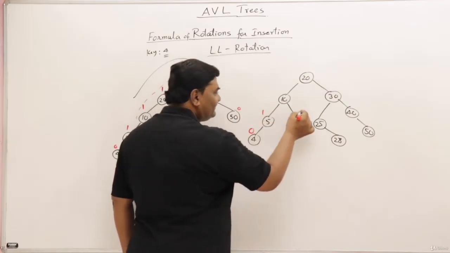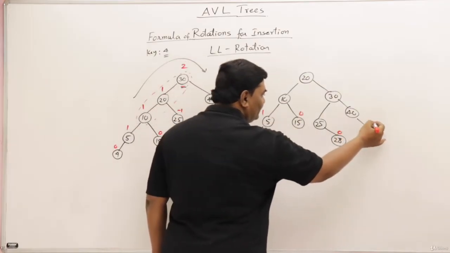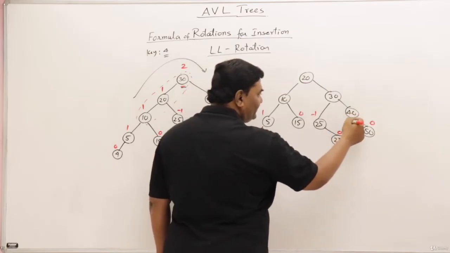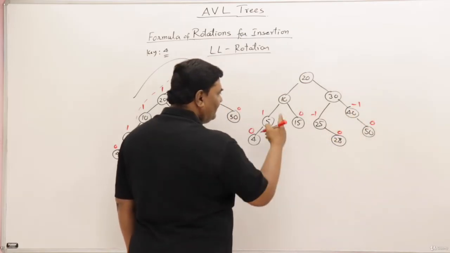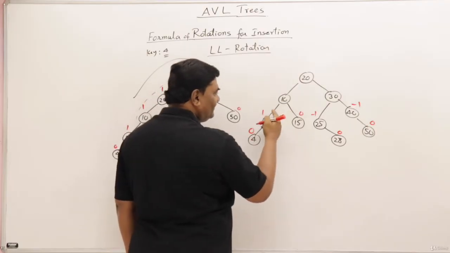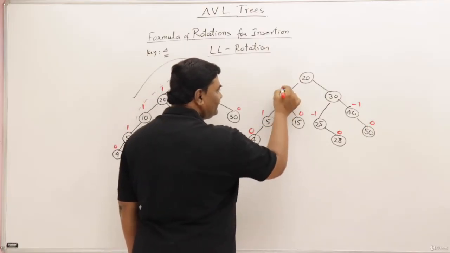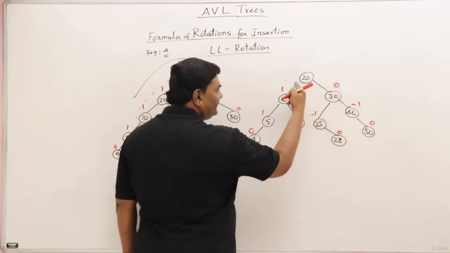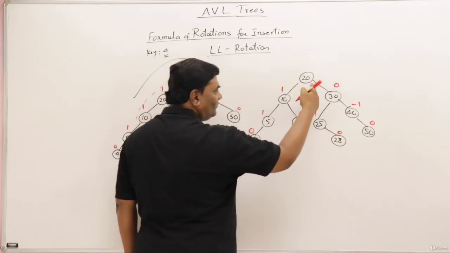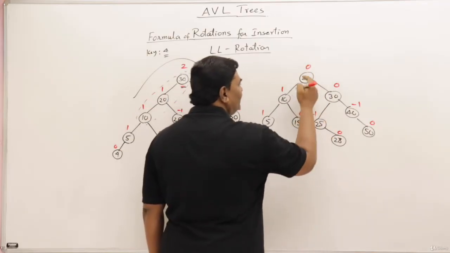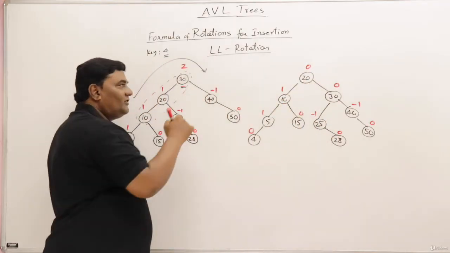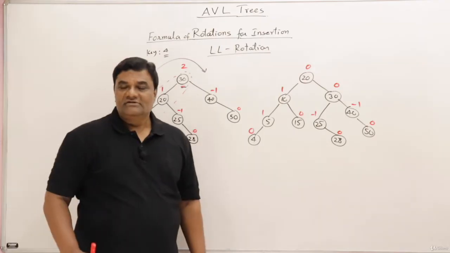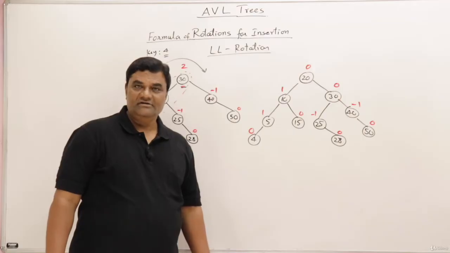Let us check the balance factors. 0, 1, 0, 0. This is 0. This is 0, 1, minus 1. This one 0, 1, minus 1. What about this? 1, 2 and 1. So this is 1. This is 1, 2, 1, 2, 0. This one 1, 2, 3, 0. See, the node over which we perform rotation should become 0, right? So this is a balanced AVL tree.